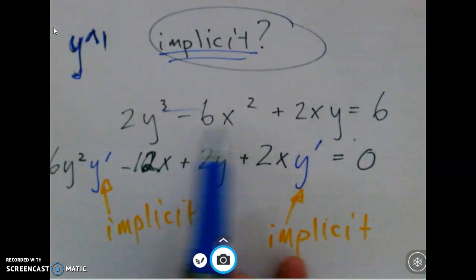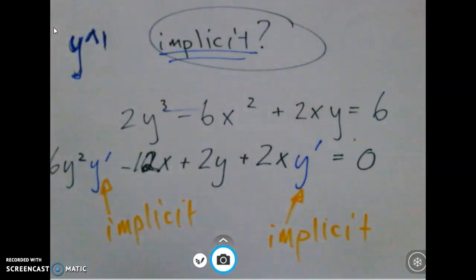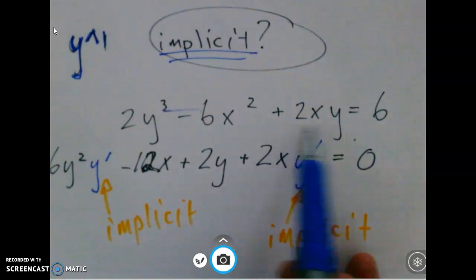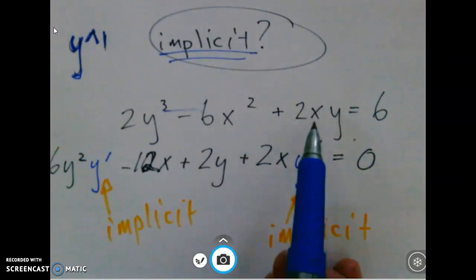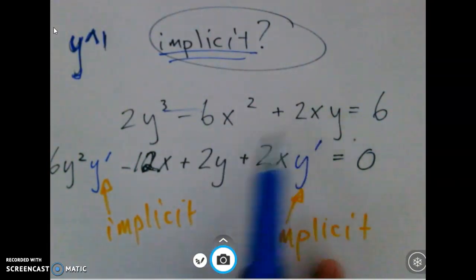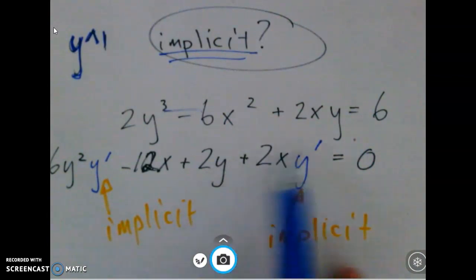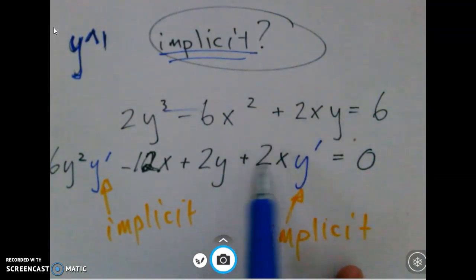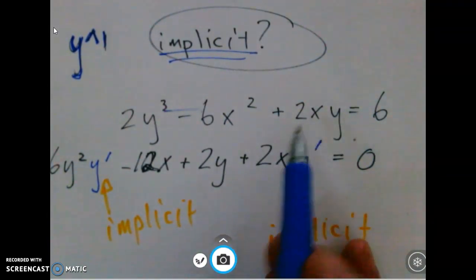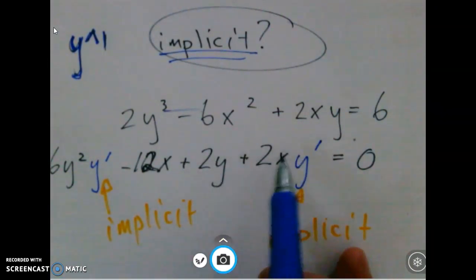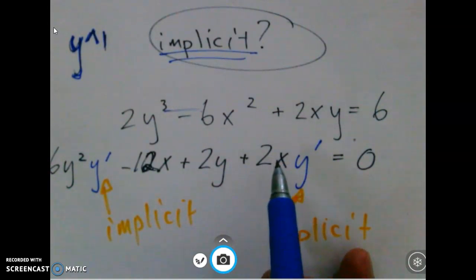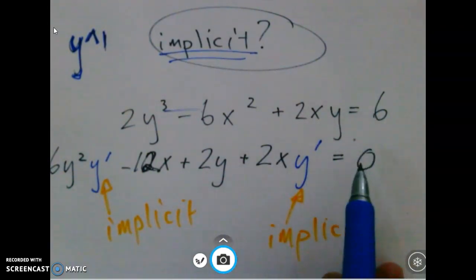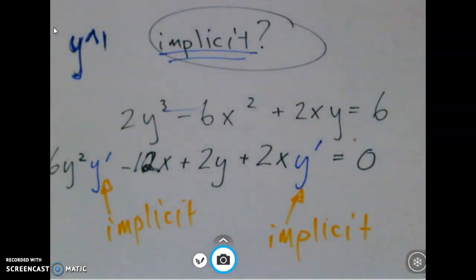My x is negative 6x squared becomes negative 12x, no different. This thing right here is 2 terms being multiplied, so I need to use the product rule, which is the derivative of the first. The derivative of x is just 1, therefore this becomes 2 times y, plus the derivative of the second, y prime, times normal first, which is x. So that's implicit, and then the 6 becomes 0, and then from here we solve for y prime.